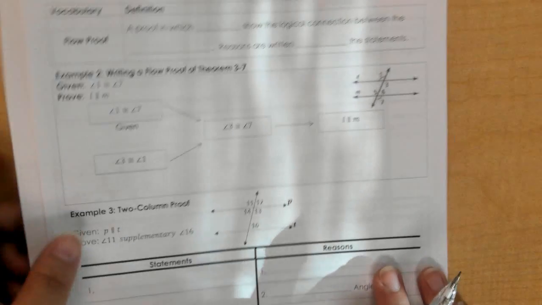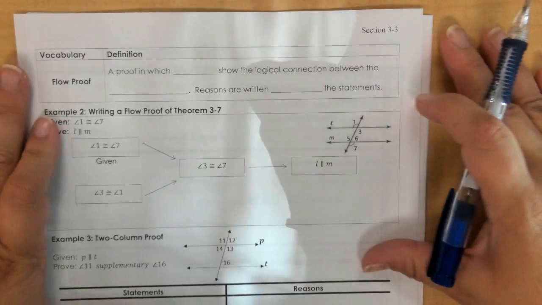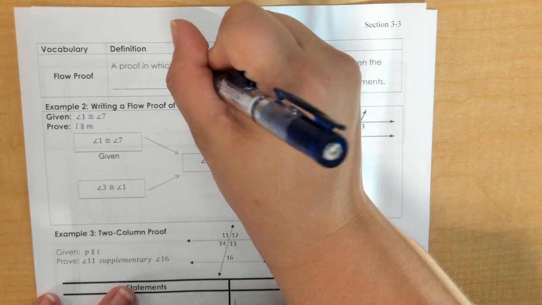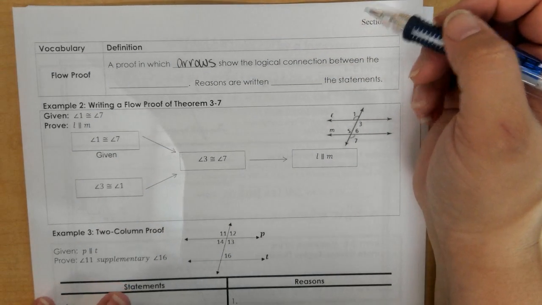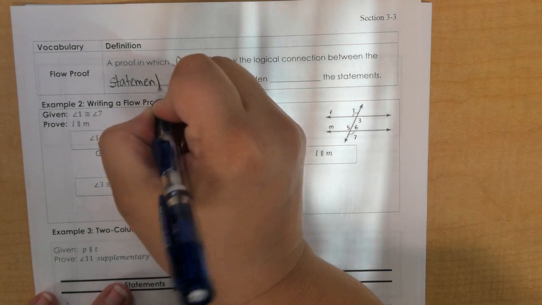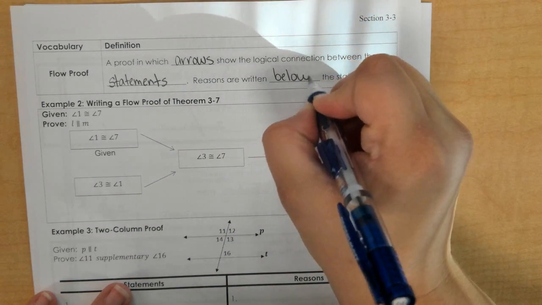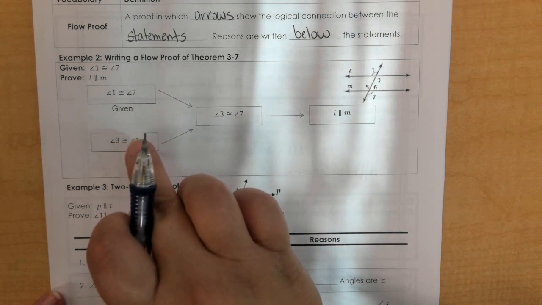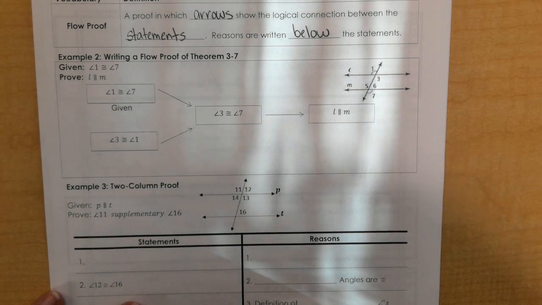So on this one, I'm talking about a flow proof, which is a little bit different than what we've done. Normally we do a two-column proof like this. So a flow proof is a proof in which arrows show the logical connection between the statements, and reasons are written below the statements. So in this particular flow proof, I went ahead and gave you all the statements, okay? And then our job is to figure out what are all the reasons.